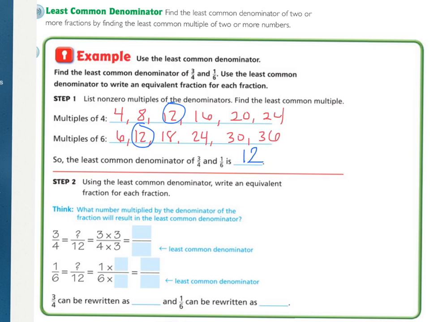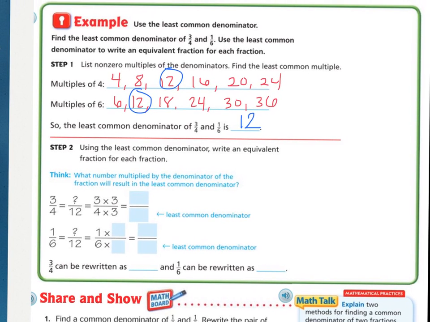Now we are going to use that 12 to write equivalent fractions. We need to think what number multiplied by the denominator of the fraction will result in the least common denominator. So basically, what did I need to do to this 4 to make it a 12? Well, I had to times it by 3. So I also have to times the numerator by 3. So 3 times 3 equals 9, and 4 times 3 equals 12.